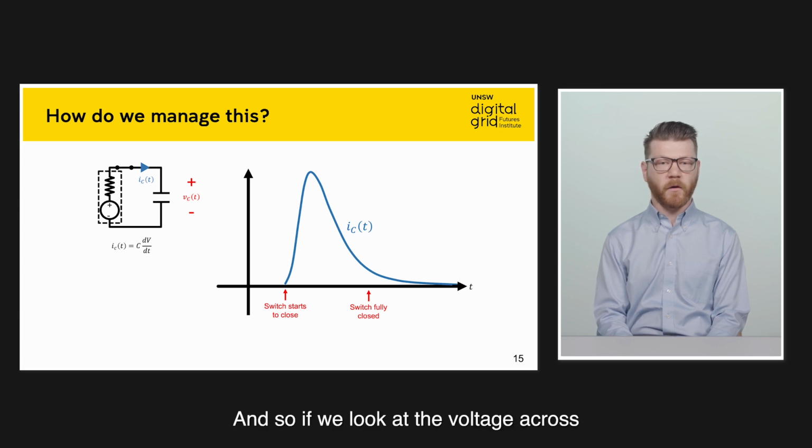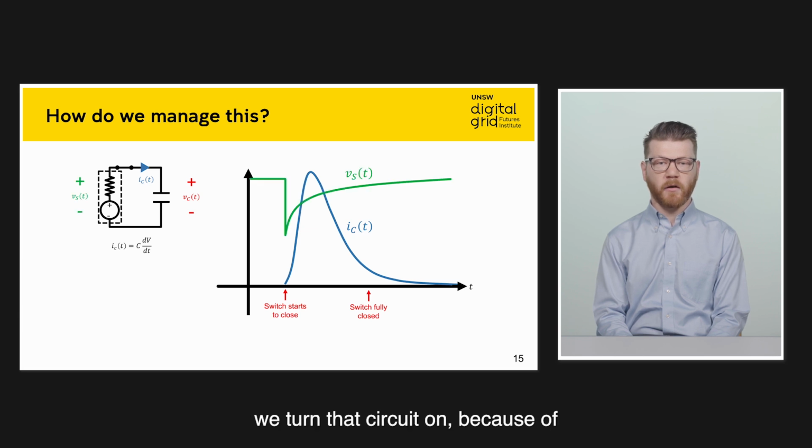And so if we look at the voltage across our load, we can see that the moment we turn that circuit on, because of that inrush current, we see a big drop in the voltage that our load is providing. Of course, this generator is common to all of the appliances in our household, and so that voltage drop will be seen by anything else that's connected to the grid. And this creates a problem for all of our downstream components.